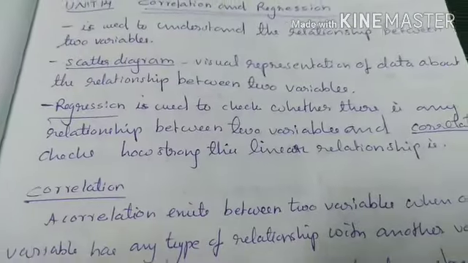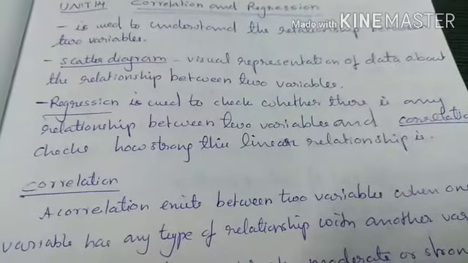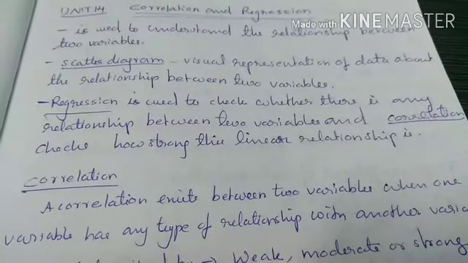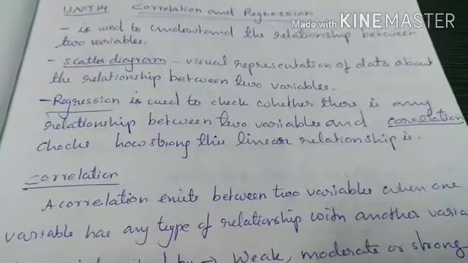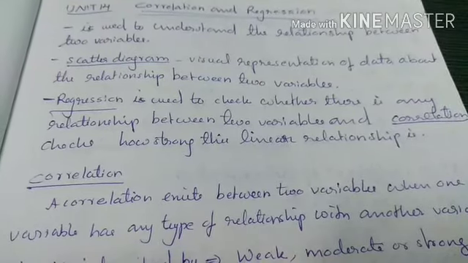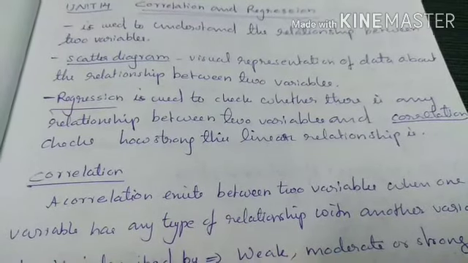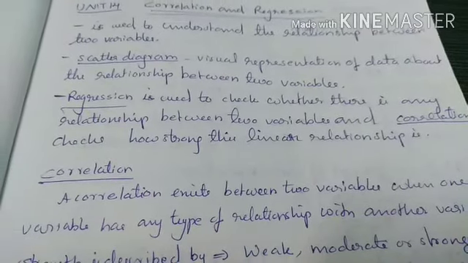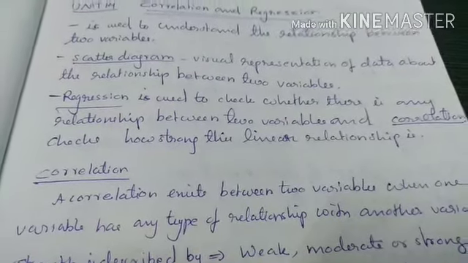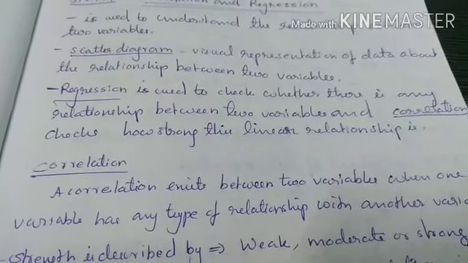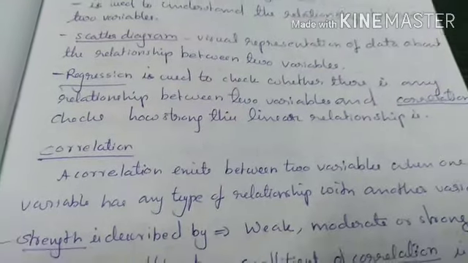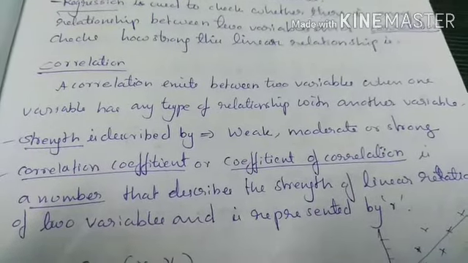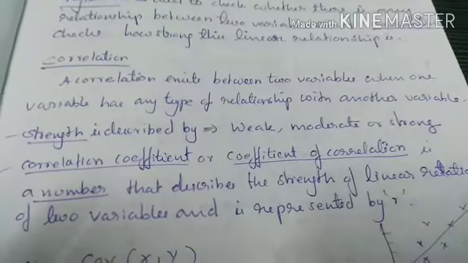Next, regression is used to check whether there is any relationship between two variables, and correlation checks how strong this linear relationship is. So regression checks whether there is any relationship, that is a linear relationship, between two variables x and y, whereas correlation checks how strong this linear relationship is, that is how much it is linear or curvilinear. Now, a correlation exists between two variables when one variable has any type of relationship with another variable.